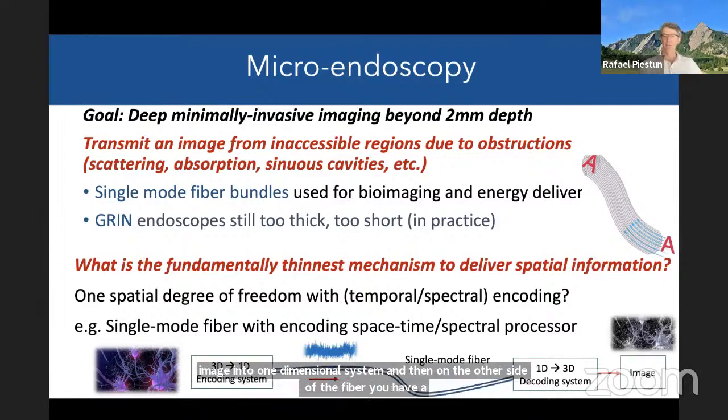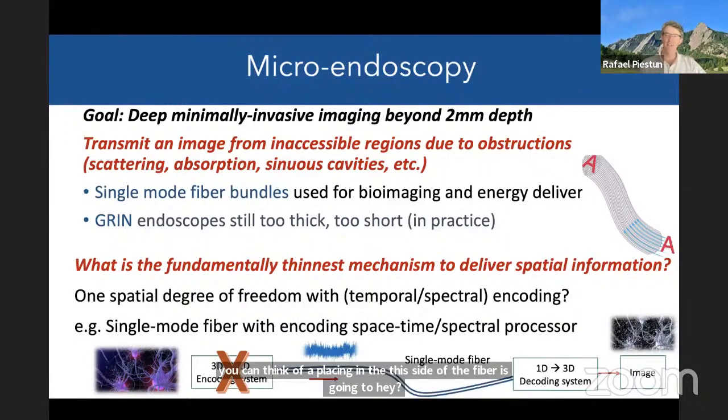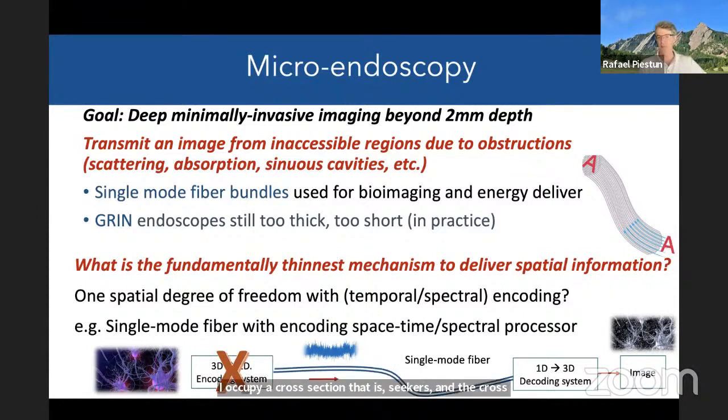Now, the problem with this mechanism to achieve an image is that whatever you put on the distal end of the fiber is going to be relatively thick. There are techniques that, for example, have some scanning mechanism or some gratings to convert pulses into temporal information. But anything you can think of placing on the distal side of the fiber is going to occupy a cross-section that is thicker than the cross-section of the fiber. And so we defeat the purpose of having a minimally invasive mechanism.